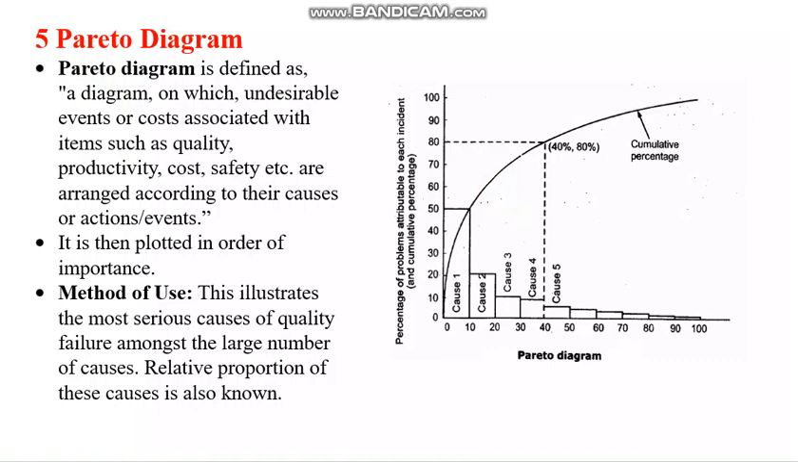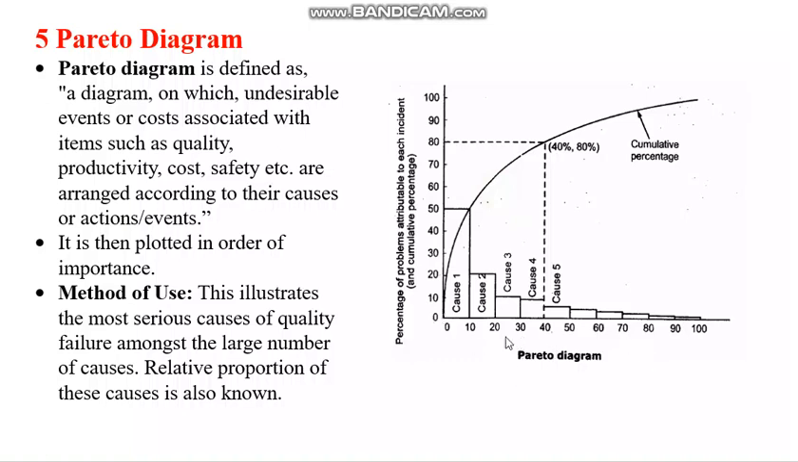Next is the Pareto diagram. A definition is given here. You may be hearing this word Pareto diagram for the first time, but anyway, let us define it. A Pareto diagram is a diagram on which undesirable events or costs associated with items such as quality, productivity, cost or safety are arranged according to their causes or actions or events.